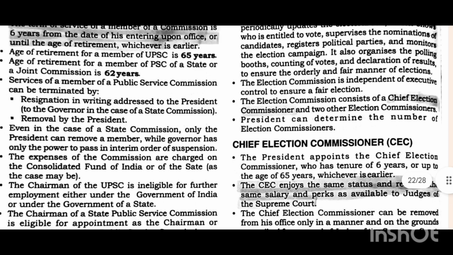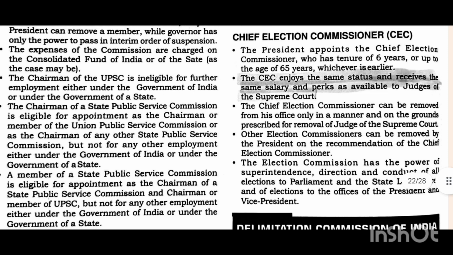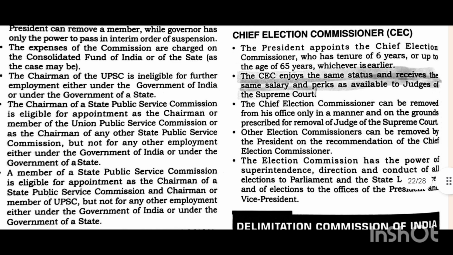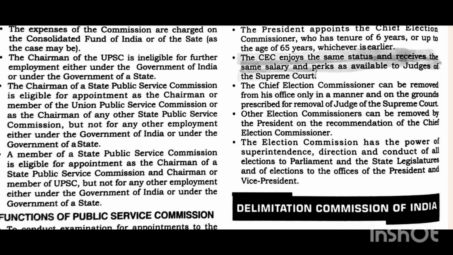Chief election commissioner: the president appoints the chief election commissioner, who has a tenure of 6 years or up to the age of 65 years, whichever is earlier. The CEC, or Chief Election Commissioner, enjoys the same status and receives the same salary and perks as available to judges of the Supreme Court. The Chief Election Commissioner can be removed from his office only in a manner and on the grounds prescribed for removal of a judge of the Supreme Court. Other election commissioners can be removed by the president on the recommendation of the chief election commissioner.